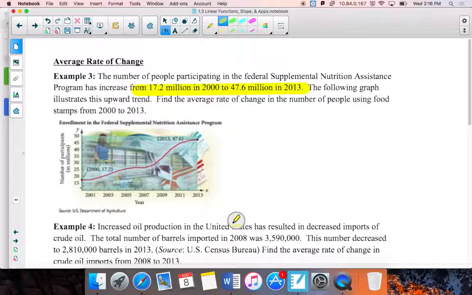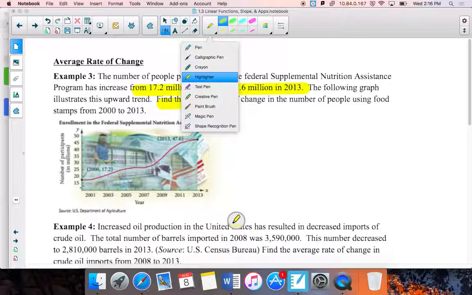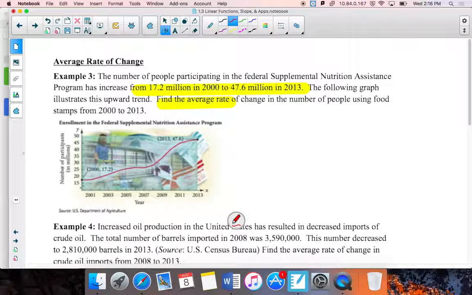Okay, so what this problem is looking for, we want to find the average rate of change between 2000 and 2013. I get a little bit confused on which ones are X's and which ones are Y's sometimes, so it's really helpful when we have a graph or a table, we can just see them very clearly. I can see that the X-axis right here is years. So I know the X's are representing years and the Y values in this case are representing number of participants.